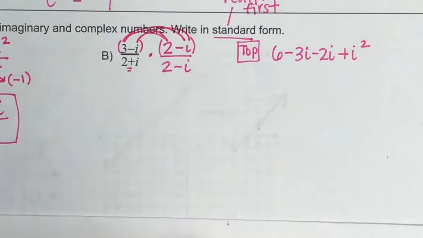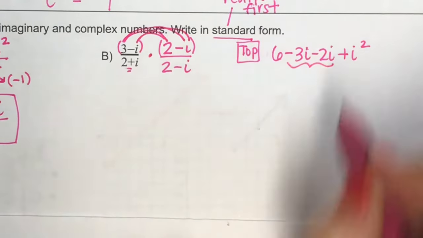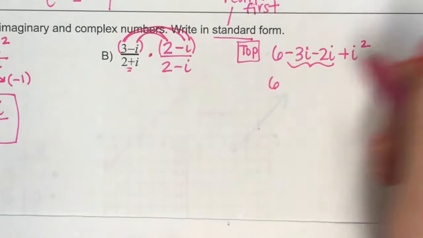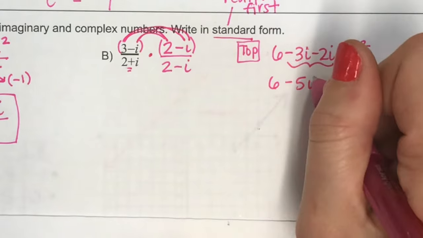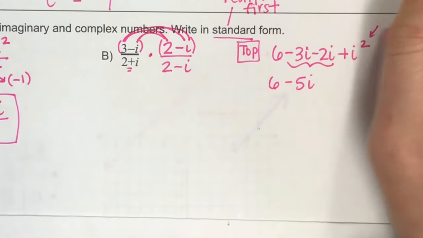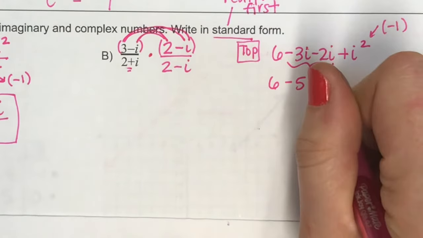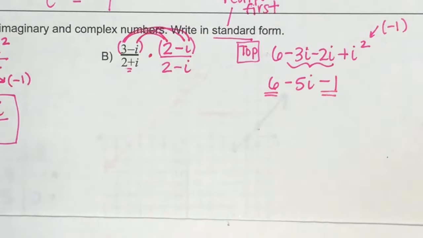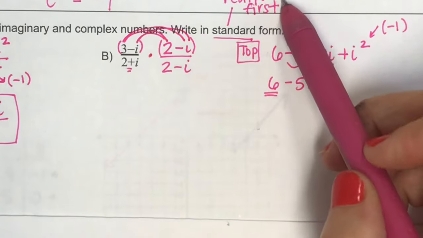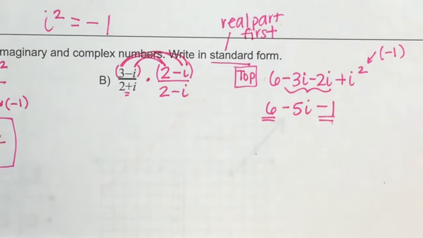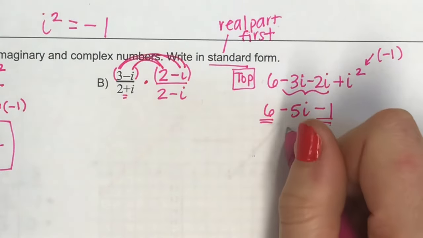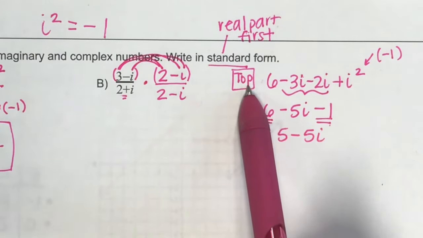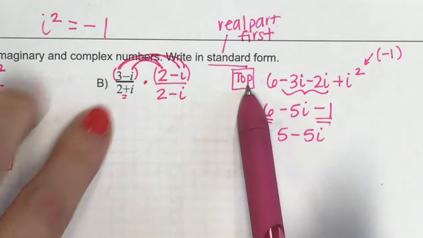So let's just clean that up a little bit. I can combine some like terms right here. So negative 3i minus 2i is a negative 5i. And then i squared is a negative 1. And then I can combine a 6 and a negative 1. And I'm going to put that first because I remember that the real part goes first. So I'm going to put 5 minus 5i. Now that's just the top. Now we have to do the bottom.